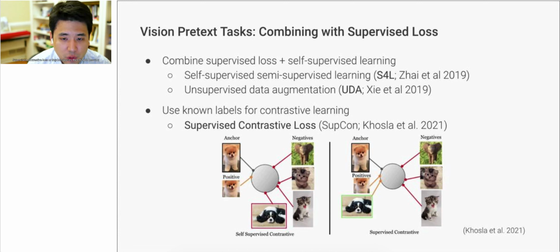Supervised contrastive loss, or SupCon, applies the InfoNCE loss in a fully supervised setting and performs better than the usual cross entropy loss for a number of data sets, and it is also shown to be less sensitive to hyperparameter choices.